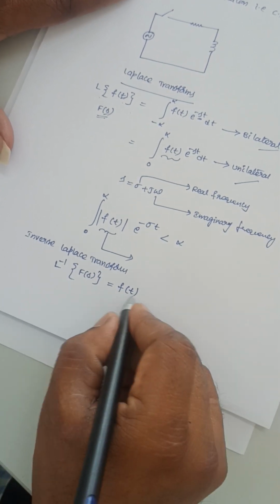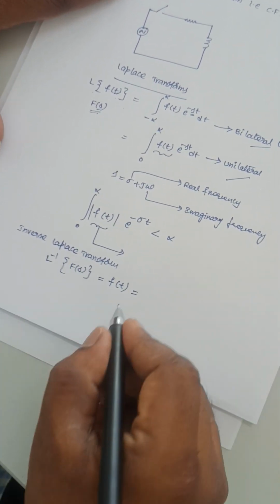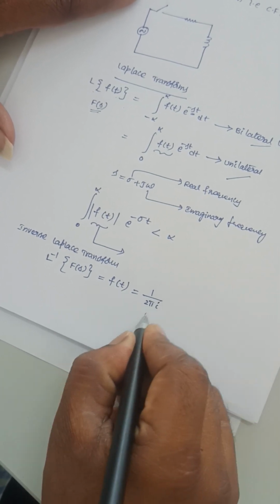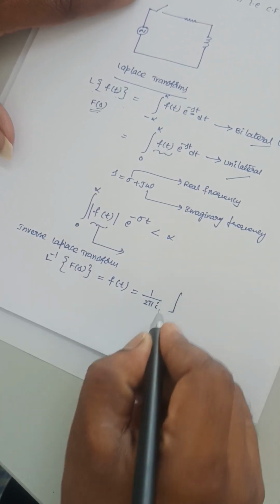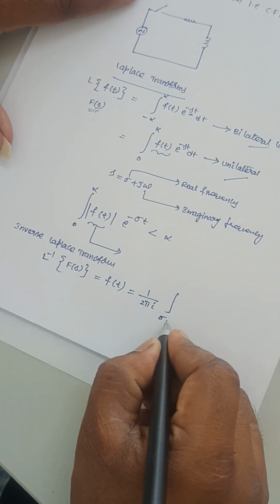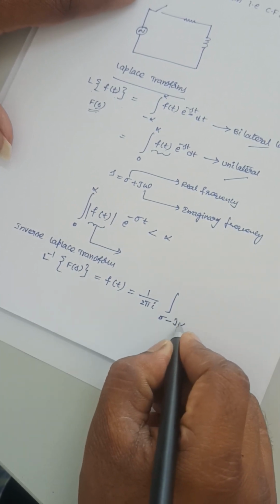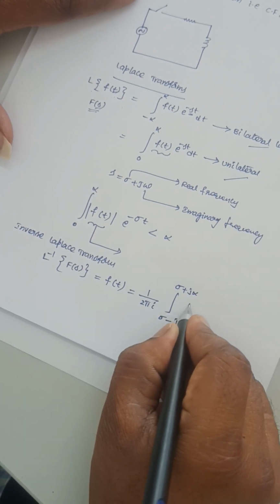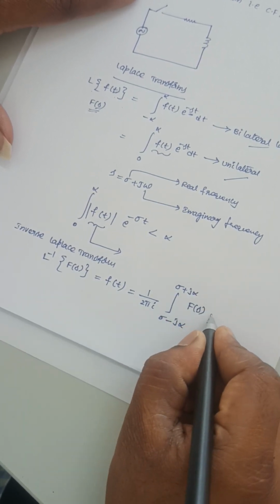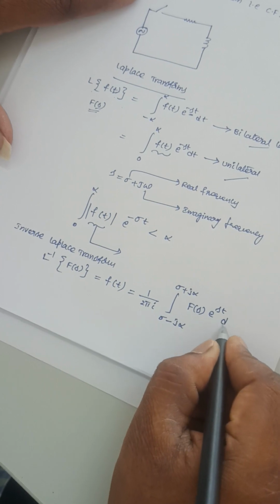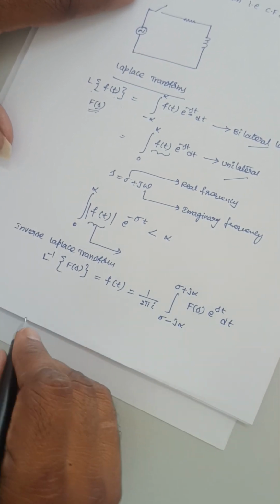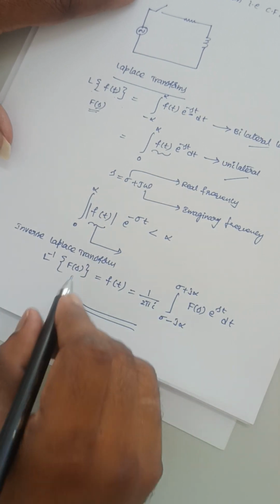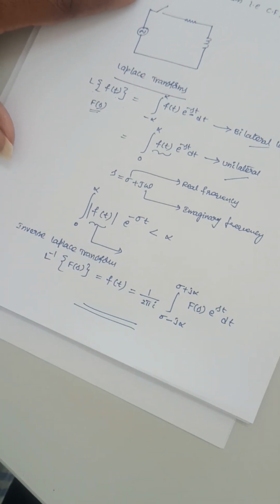And this can be written as, I can define this one as 1 by 2 pi j integral sigma minus j infinity to sigma plus j infinity f of s e power st dt. So this is the formula for finding the inverse Laplace transform for a function f of s.